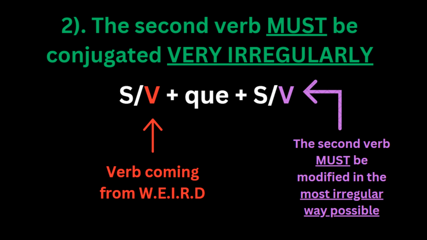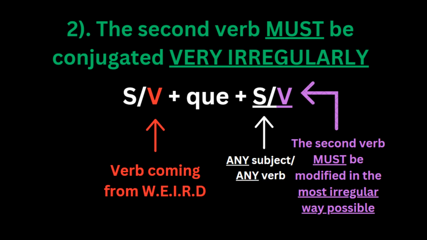Considering that the first verb comes from weird, which activates the subjunctive, the second verb in the sentence has to change in a completely different way, unlike any other way that I've shown on this channel. However, I will not present this way in this video. I'll present it in the videos after this one, considering that there are 4 tenses of the subjunctive to begin with. Additionally, this part of the phrase can literally consist of any subject and any verb.